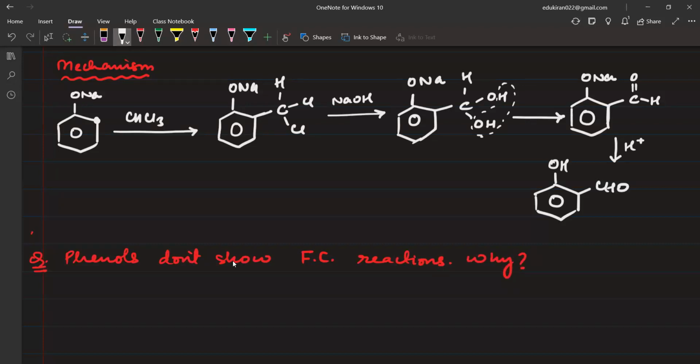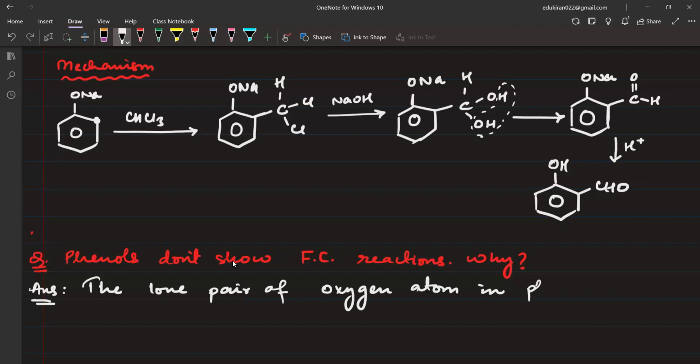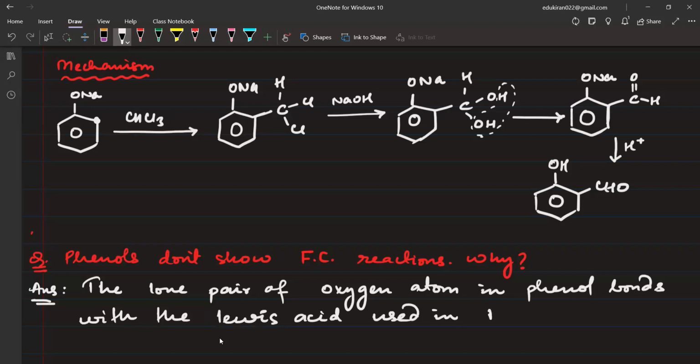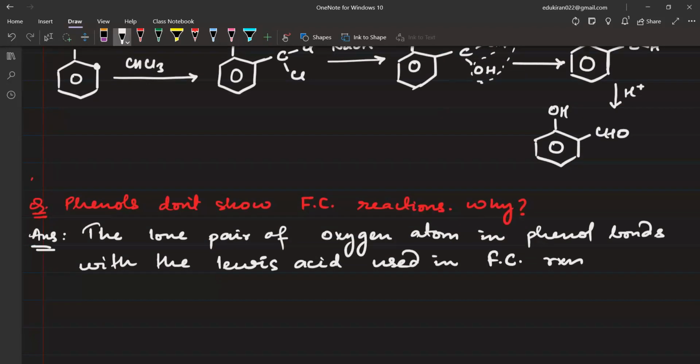Why? Write the answer. The lone pair of oxygen atom in phenol, you can write, bonds with the Lewis acid used in Friedel-Crafts reaction. Okay?